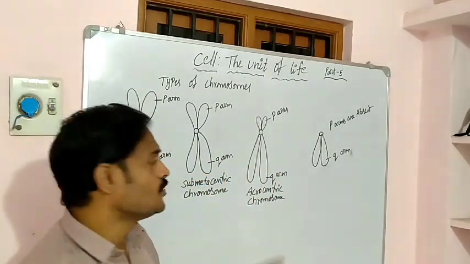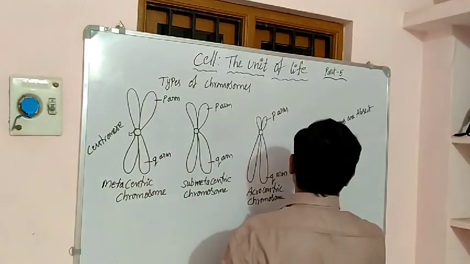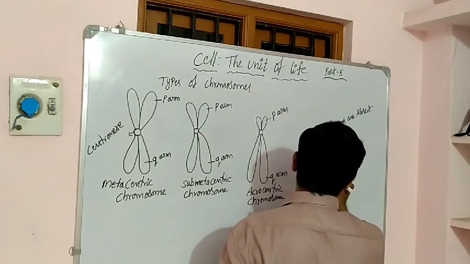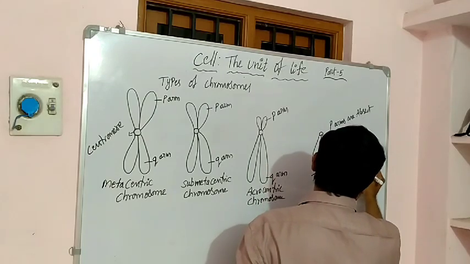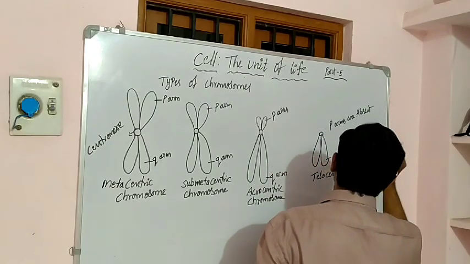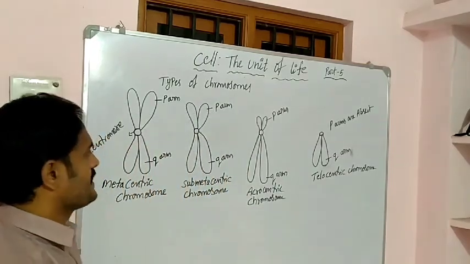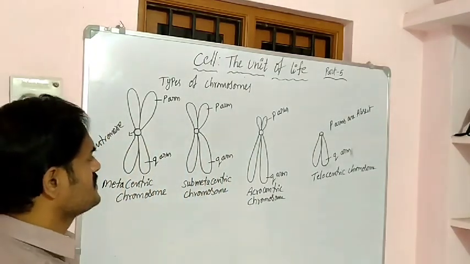Such a kind of chromosome is called a telocentric chromosome. So these are the types of chromosomes.